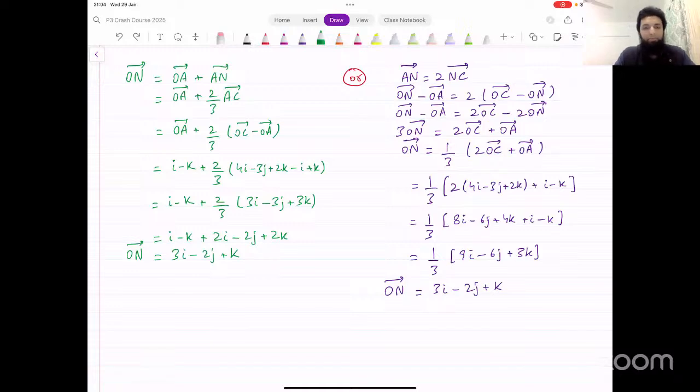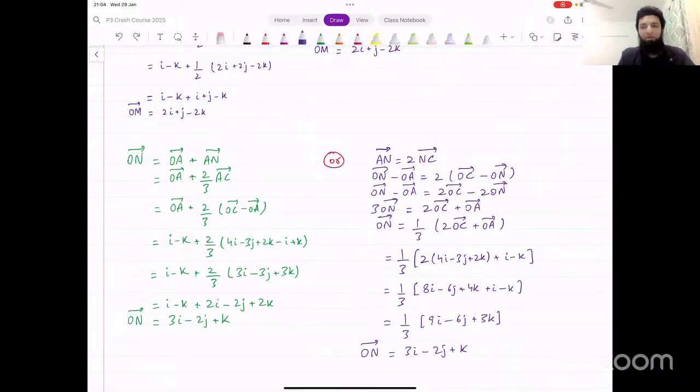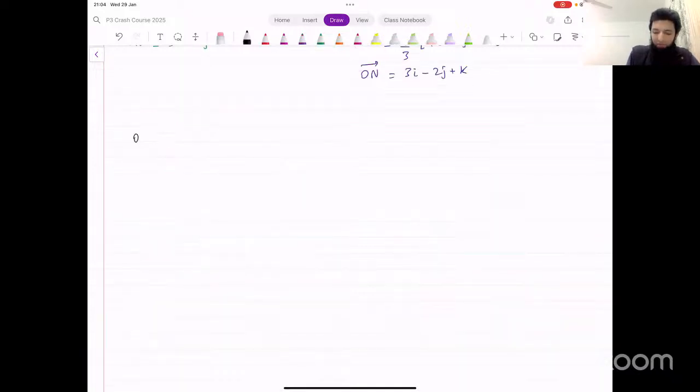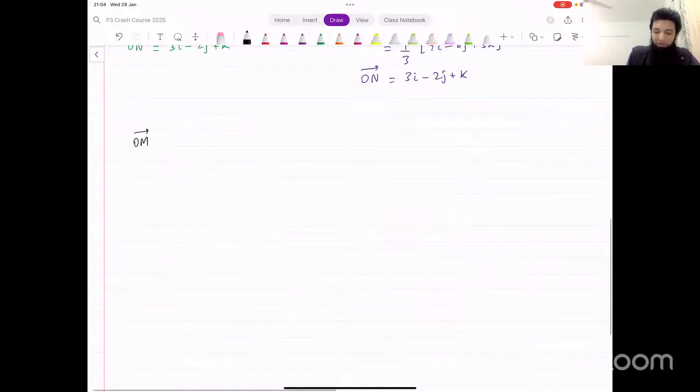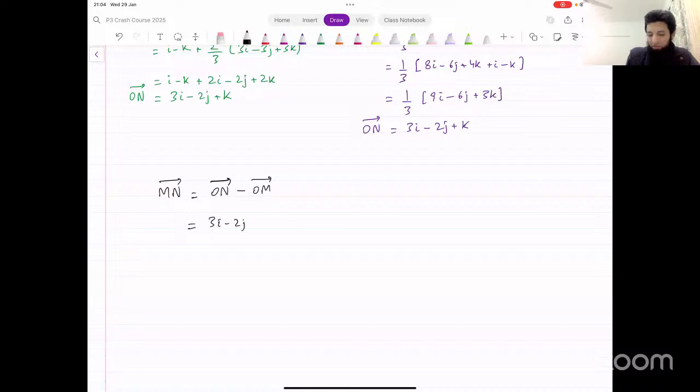Okay. Now that we have the position vectors of M and N, writing down the equation of MN is fairly straightforward after that. We can do that. OM vector is given and ON is also given. We can find OM minus ON or the other way around. It doesn't really matter. If we find the vector MN, that would be ON minus OM. That's the direction vector. This will become 3I minus 2J plus K.